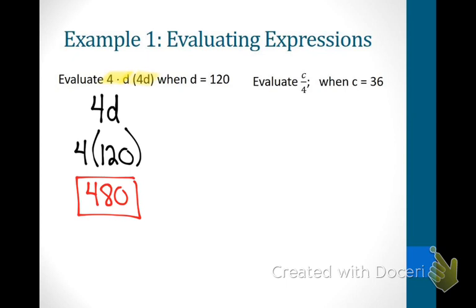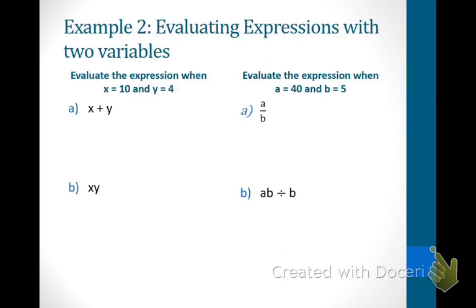All right, now in the next one, c over 4, when c equals 36, I just make my substitution again. So now I have c over 4. I substitute 36 for c. 36 divided by 4 equals 9. And that's my answer. All right, so now let's look at the next example.